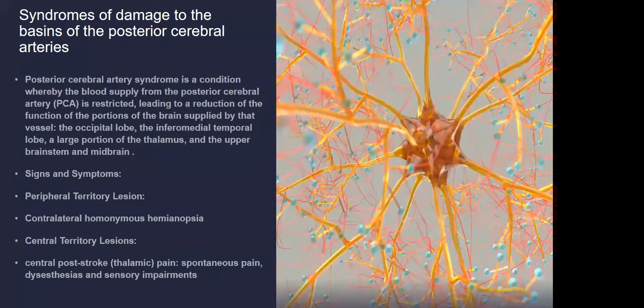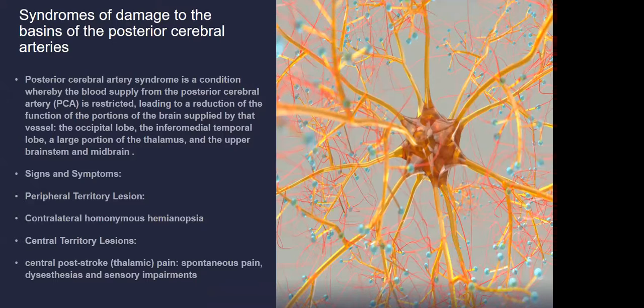syndrome of the damage to the posterior cerebral artery, whereby the blood supply from the posterior cerebral artery is restricted, leading to the reduction of function of the portion of the brain supplied by the vessel: the occipital lobe, the inferomedial temporal lobe, a large portion of the thalamus, and the upper brainstem and midbrain.